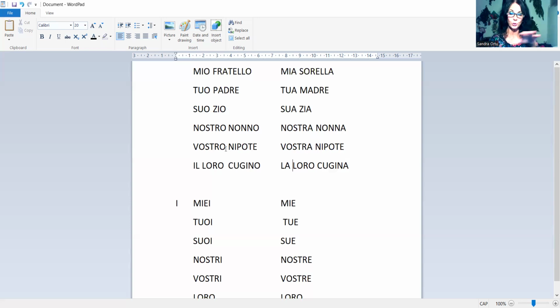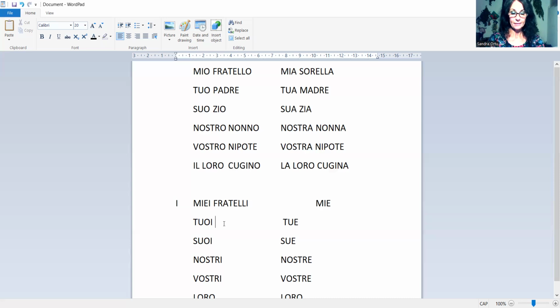Here, vostro, your as a group. Vostro nipote is your grandchild, a boy, or it could be your nephew, your plural again. And then il loro cugino, which is their cousin. That would be exactly the same for the feminine. If we have the masculine here, we'll see some examples. I'm using the masculine, but it would be exactly the same thing for the feminine. You can't really have, technically or biologically, two fathers, so we're not going to use that.